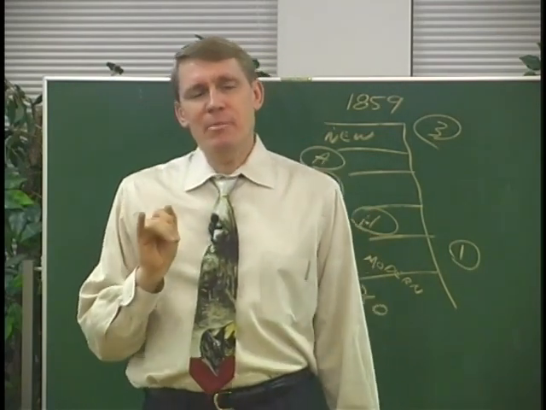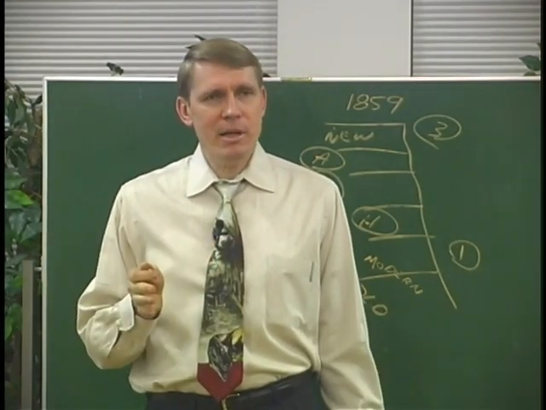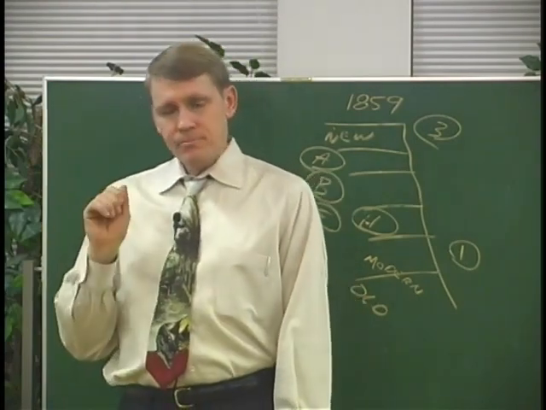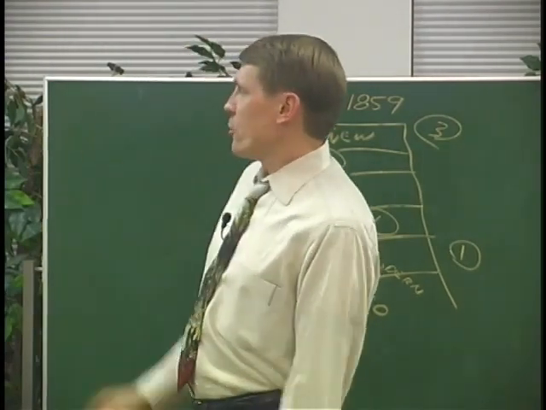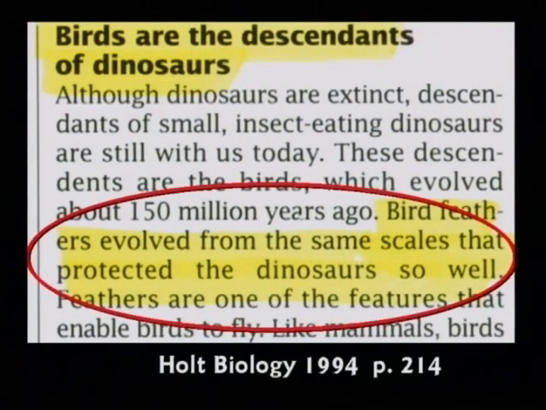But that's an example for evolution. They'll say this bird lost its teeth. Well, how is losing something evolution? That's backwards compared to what you need. This textbook, Hope Biology 94, says the descendants are the birds which evolved about 150 million years ago. Bird feathers evolved from the same scales that protected the dinosaurs so well.